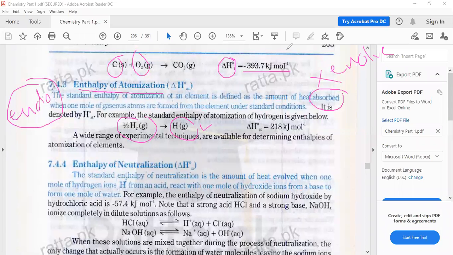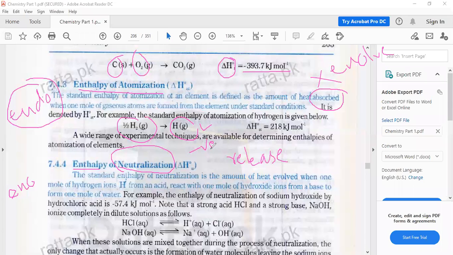Next we have enthalpy of neutralization. What is enthalpy of neutralization? It sounds like the reaction is of neutralization, and the change in heat content is what we are going to observe. This reaction is always exothermic. When the neutralization reaction takes place, heat always evolves, always releases from the system. That's why enthalpy of neutralization is negative, because heat always evolves from the system.